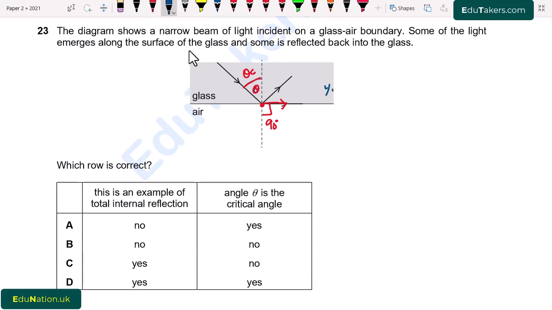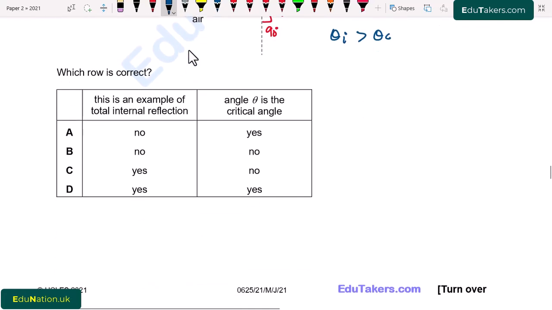It is correct. Yes. We also have to check whether there is the process of total internal reflection or not. We can see from here that the incident light hits the surface at the critical angle. Total internal reflection occurs only when the angle of incidence is larger than the critical angle. Here the angle of incidence is actually equal to the critical angle, so there will be no total internal reflection and theta is the critical angle. So option A is correct.